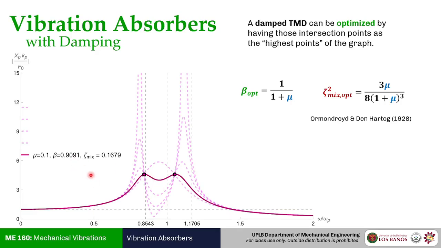Ta-da! So if we have a mass ratio of 10%, our optimized beta is 0.909 and our optimized zeta mix is 0.1679. And if you look at this curve, ooh, okay. So now the intersection points, if you're confused, what are these dashed lines? These are the dashed lines for different values of zeta mix. So they have the same mass ratio, they have the same frequency ratio, but they have different zeta mixes. And all of these dashed curves still intersect at these two points.